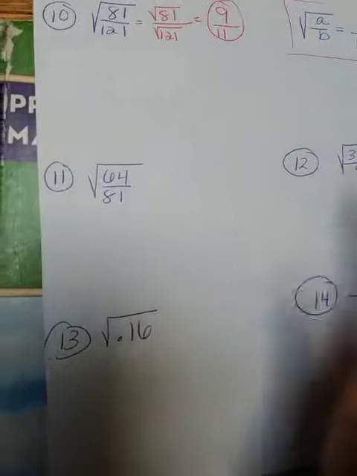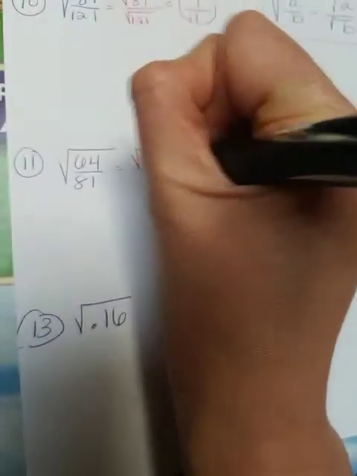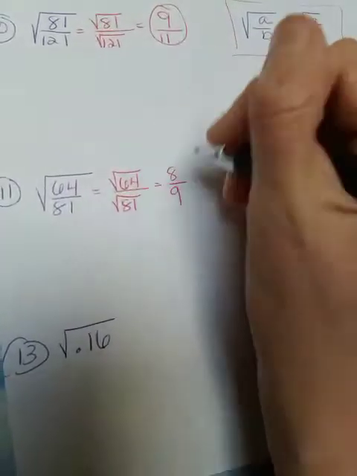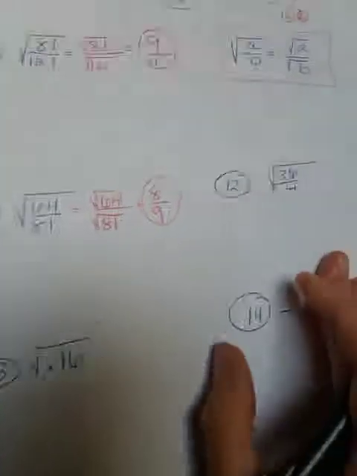Next one, number 11. Square root of 64 over 81. Think of that as the square root of 64 divided by the square root of 81. The square root of 64 is 8. Square root of 81 is 9. You're done because 8 divided by 9 does not simplify.